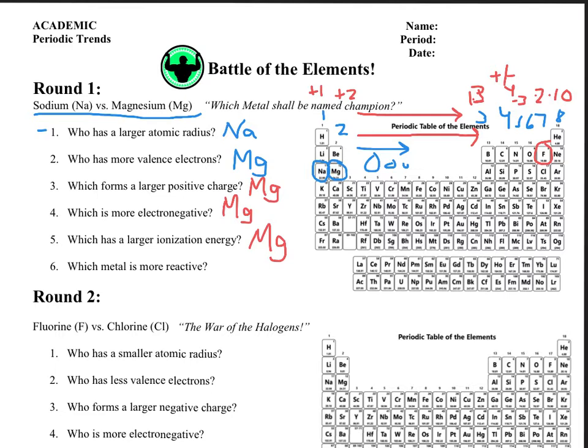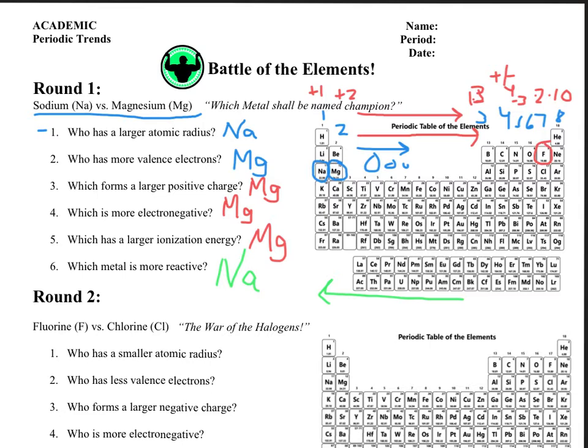Okay, how about the very last question? The very last question is, which metal is more reactive? If you remember, for reactivity of metals, the larger the atom, the more reactive it becomes. So as you go from right to left, the reactivity increases. So since sodium is to the left of magnesium, sodium is going to be more reactive than magnesium.